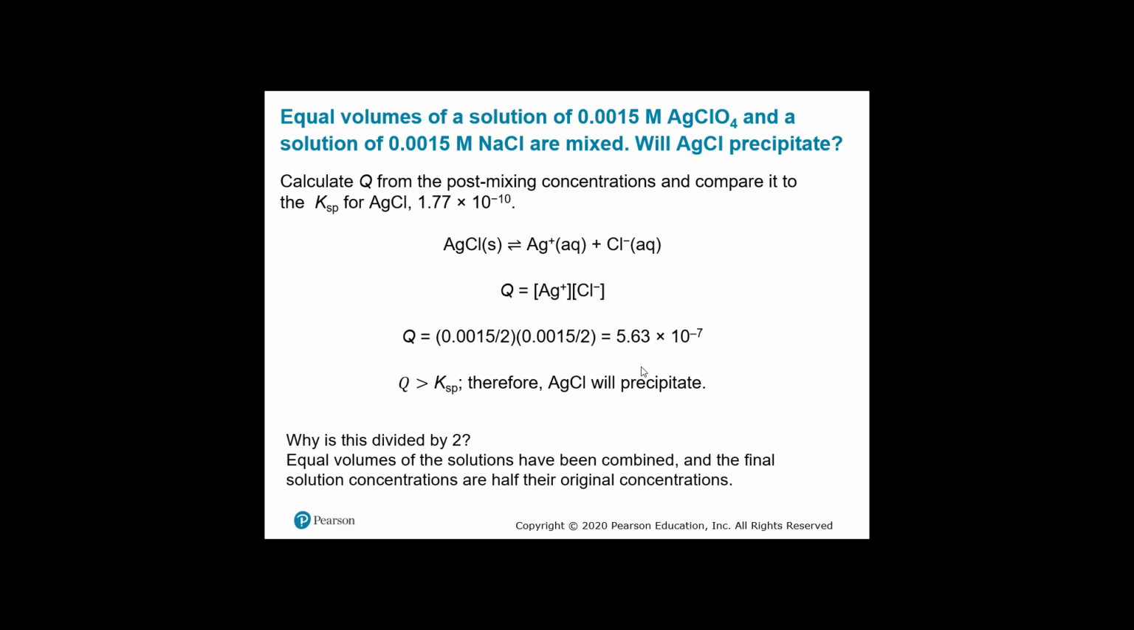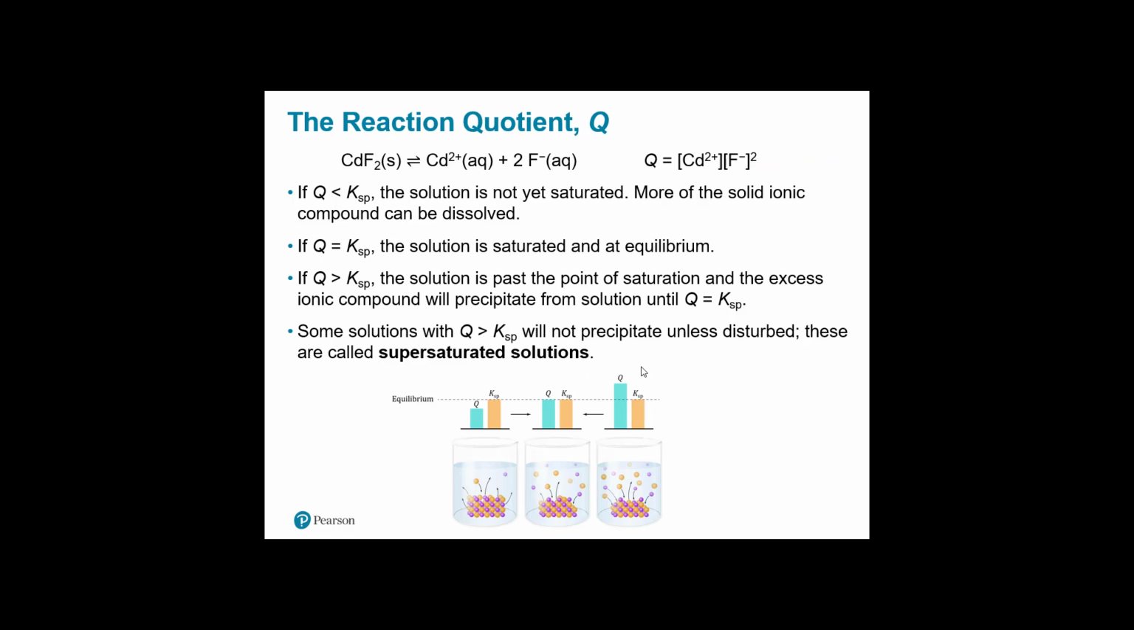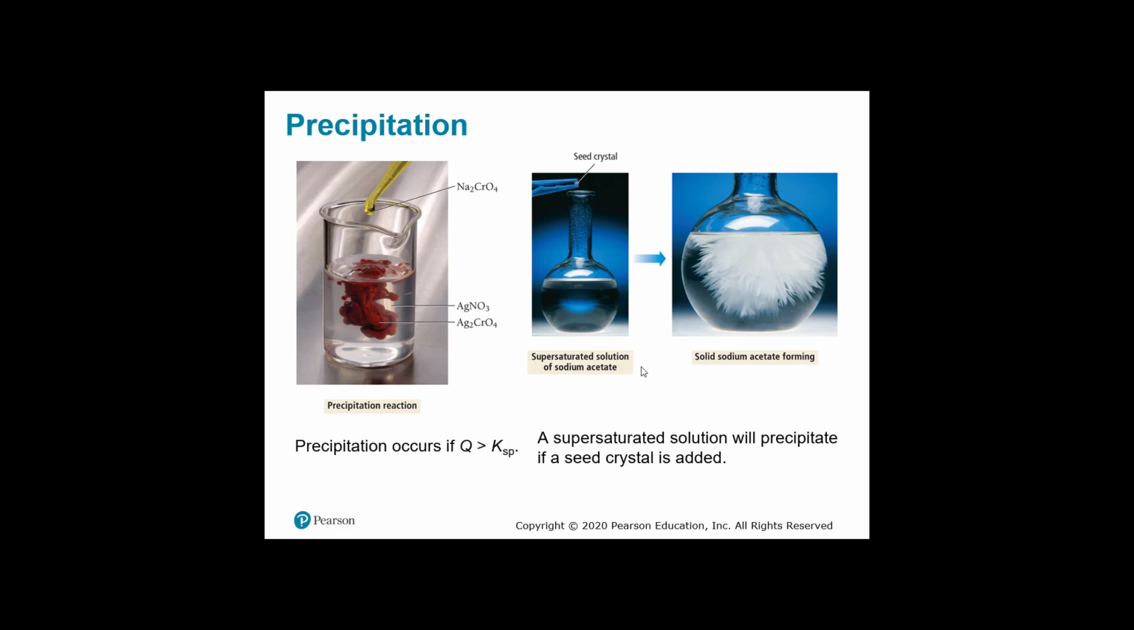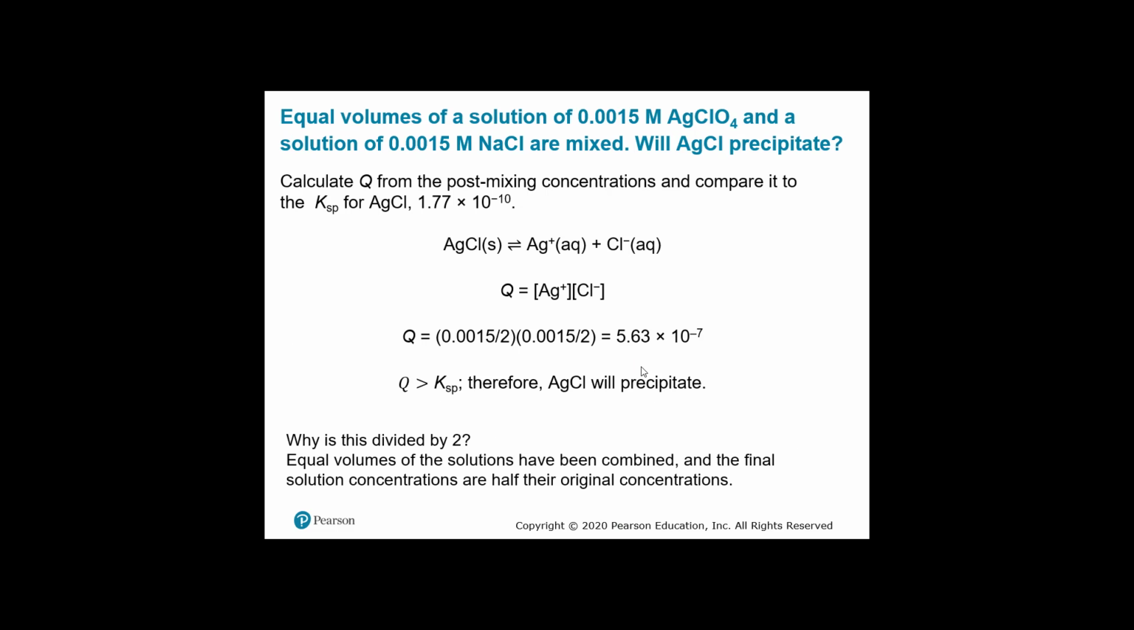All right, so to calculate Q, we can determine KSP. KSP is given to us. We can always look that up. But what about Q? How do we determine where this is on the spectrum that we just looked at? So we calculate Q from the post-mixing conditions, which means after they were added together, and compare it to the KSP. Based on that, we can then figure out where it is in the reaction. So we set it up. Here's Q. We set it up with the ions. Remember, we don't include solids. And then we take the molarity.